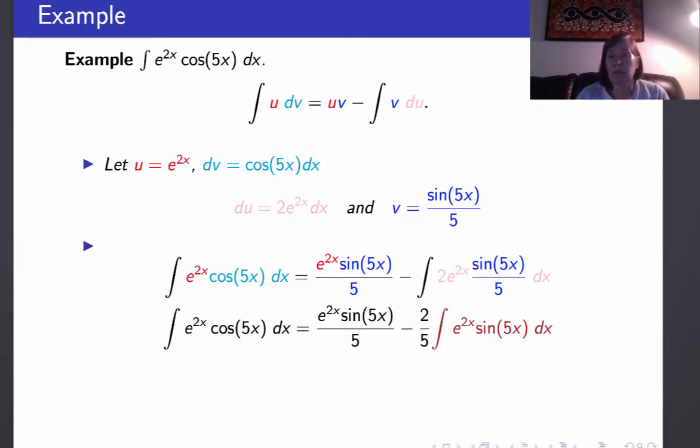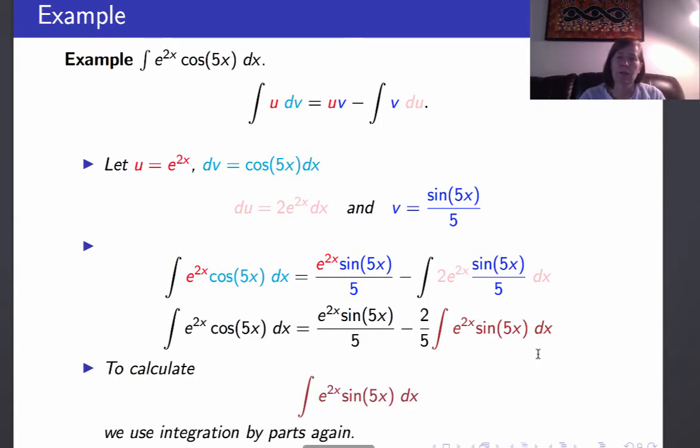minus the integral of v du, which is the integral of sine 5x over 5 times 2 times e to the 2x dx. And now tidying up a little bit, we get our integral is e to the 2x times sine 5x over 5 minus 2 over 5 times the integral of e to the 2x times sine 5x dx. Now we've highlighted this last integral in brown, and it doesn't look any simpler than what we started with.